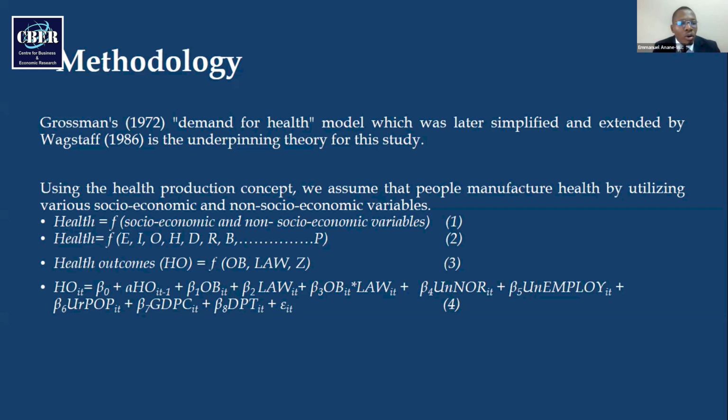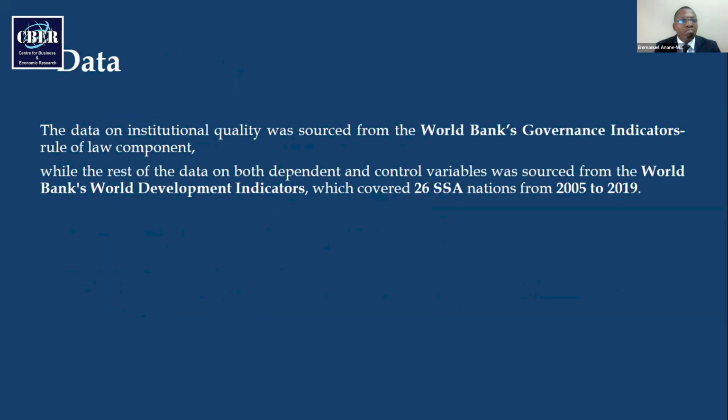Now these other variables are control variables like undernourishment, unemployment, urban population, GDP per capita, and immunization. These have effect on our health outcomes like life expectancy and prevalence of diabetes. So we need to control for these effects. That is why it is in our equation.